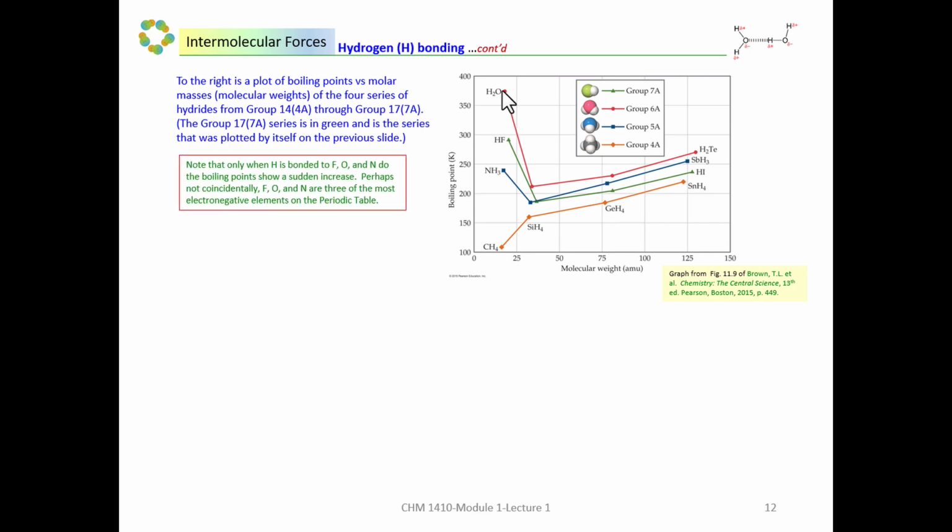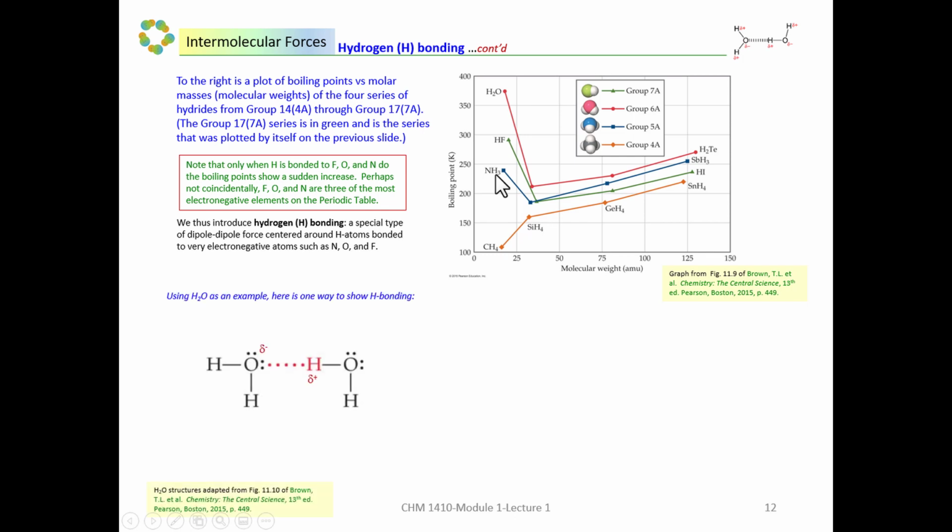Note that only when hydrogen is bonded to fluorine, oxygen, or nitrogen do the boiling points show this sudden weird increase. Now, perhaps not coincidentally, fluorine, oxygen, and nitrogen are three of the most electronegative elements on the periodic table. We thus introduce hydrogen bonding, a special type of dipole-dipole force centered around hydrogen atoms bonded to very electronegative atoms such as nitrogen, oxygen, and fluorine. We can use H2O as an example of how hydrogen bonding is described.